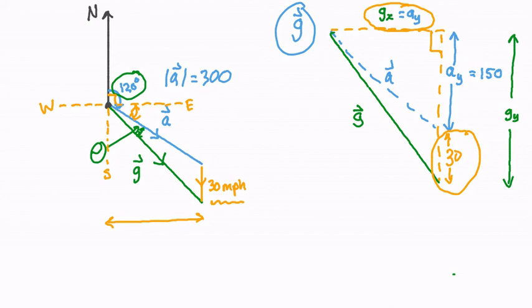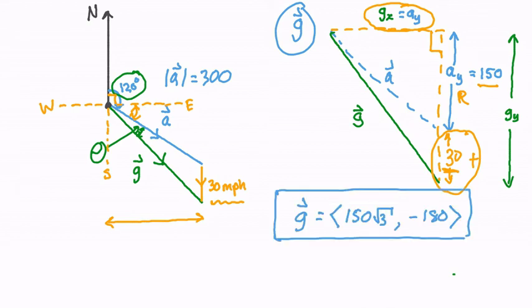So we've got whatever the airspeed was up here, but we're adding an extra 30 miles an hour to that. So the ground speed y component is going to be 150, same as airspeed, plus the extra 30 is 180 miles per hour. And again, because that is in a southerly direction, not a northerly direction, it's the negative y component, so it's going to be minus 180 miles an hour. So our g vector is 150 root 3 for the x component, same as the airspeed, and negative 180, that extra 30 miles an hour in the y component.